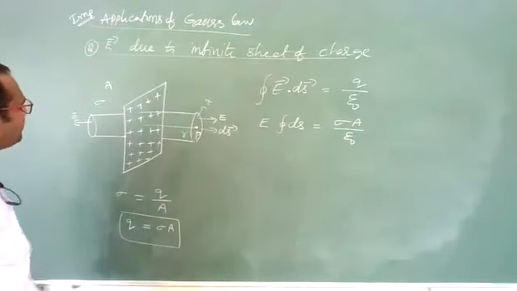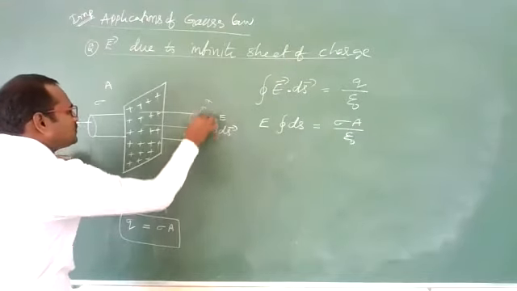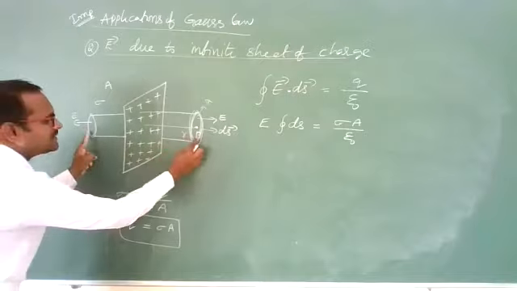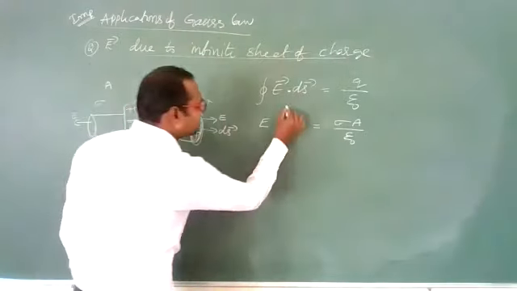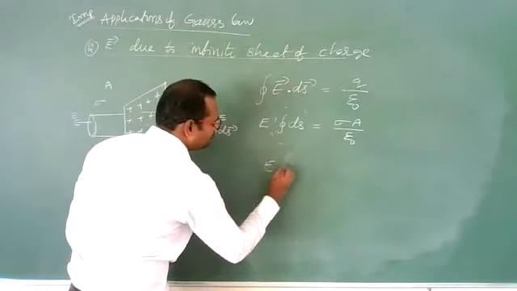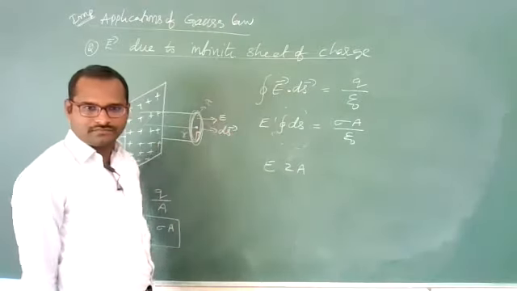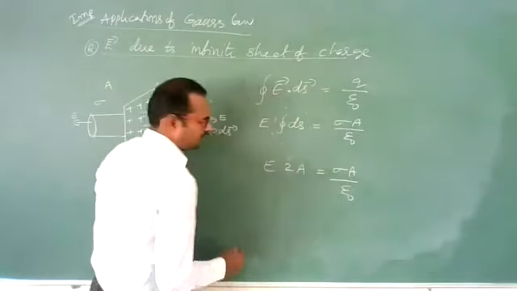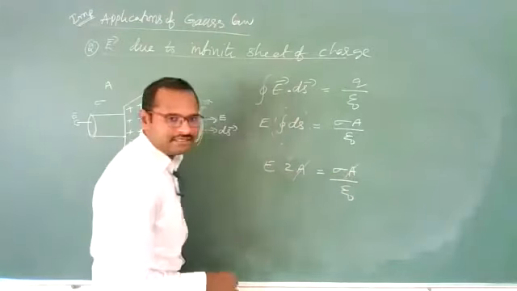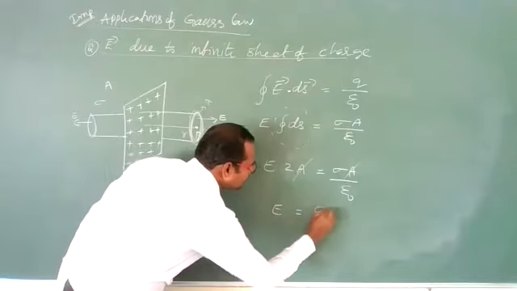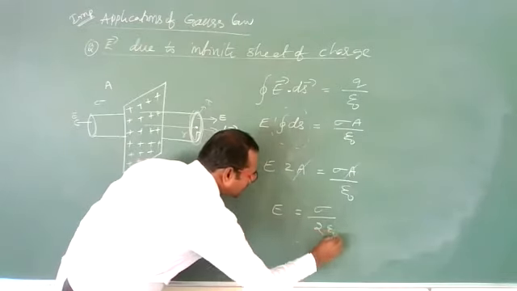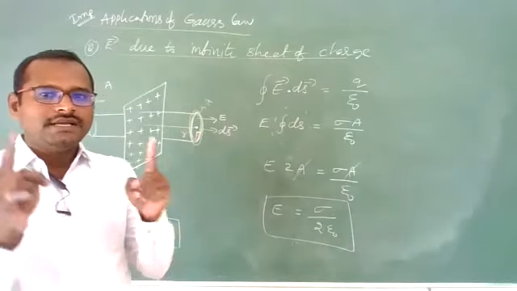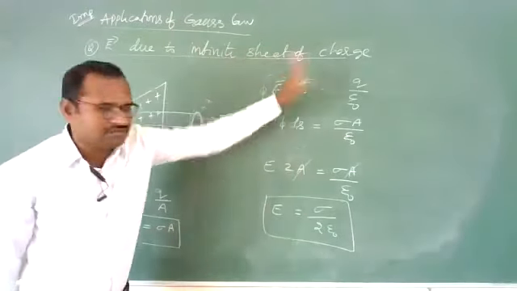Now, what will be the area of these surfaces? Total area I want: this side area and this side area. Total 2 areas are there. So integration of ds will become E into 2A is equal to sigma A by epsilon naught. This A cancels. You will get electric field E is equal to sigma by 2 epsilon naught. This is the expression for electric field due to infinite sheet of charges.